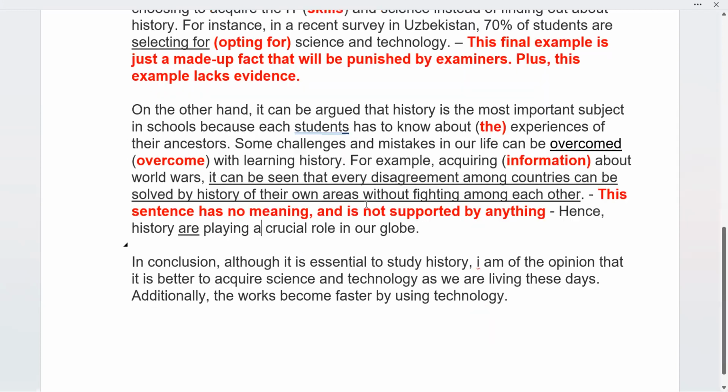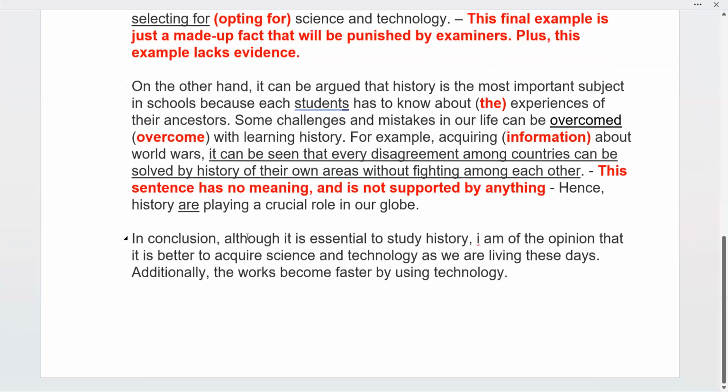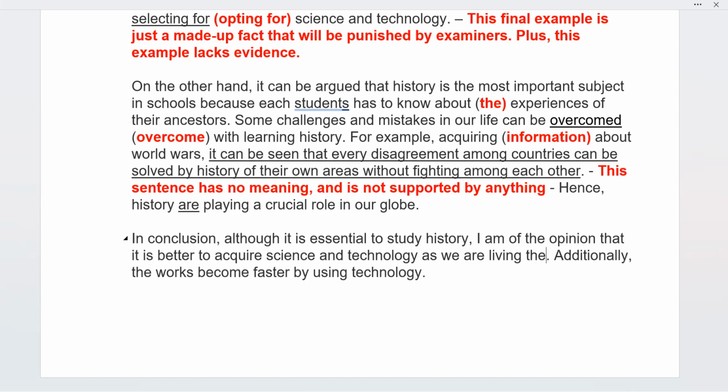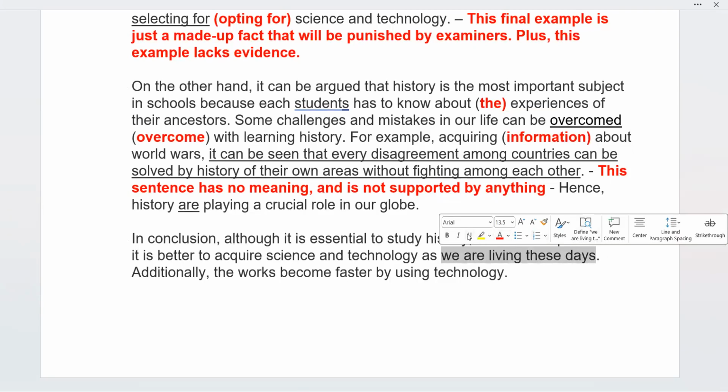A crucial role, right? So, all right, in conclusion, although it's essential to study history, I'm of the opinion that it's better to acquire science and technology skills as we are living these days. So here as means because we are living these days. Maybe it was better to say something like this.